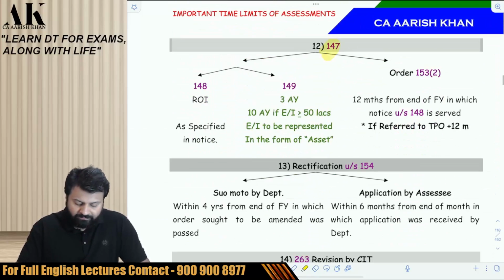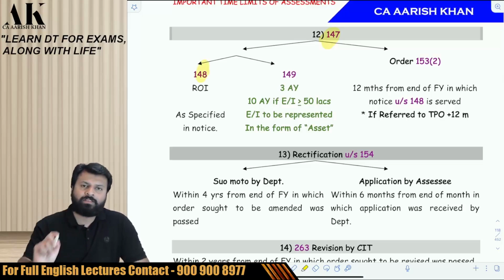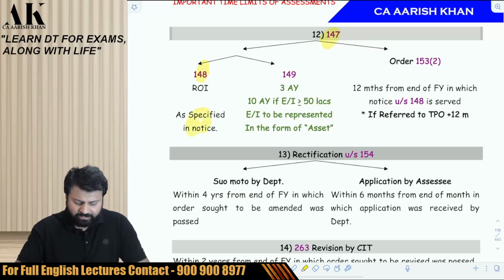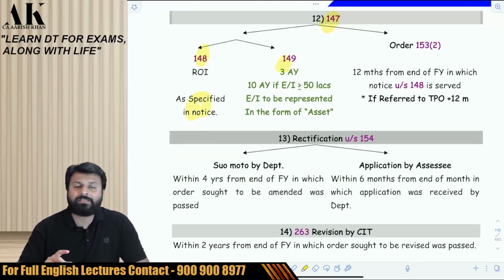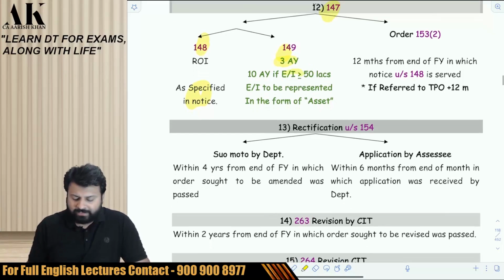Okay. Then in 147 there are multiple time limits. 148 is the notice for you whereby you will file the return. The time limit to file the return will be specified in the notice. 149, that is the time limit to issue notice. If it is a normal case, it is to be issued within 3 years from the end of the relevant AY. But if your case is special, where the escaped income is likely to be greater than or equal to 50 lakhs and it is represented in the form of asset, then it can be issued within 10 years from the end of the relevant AY.